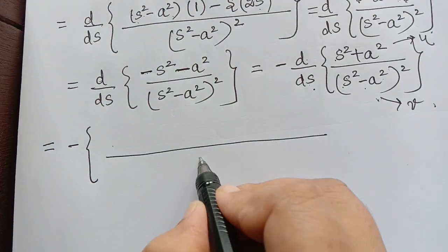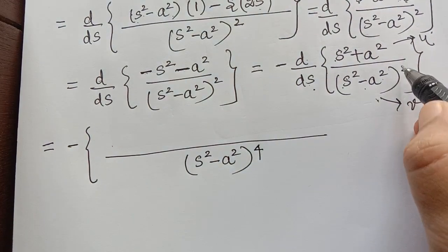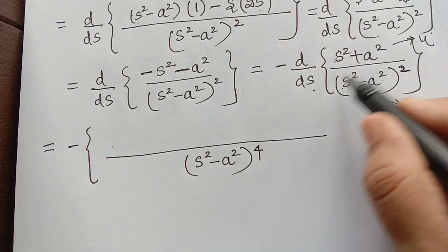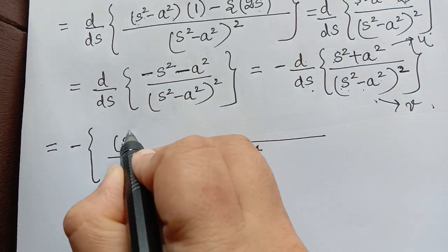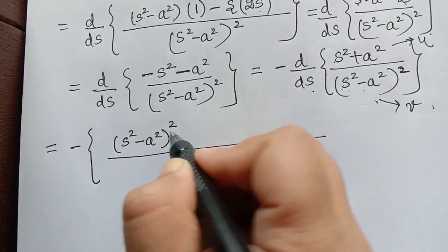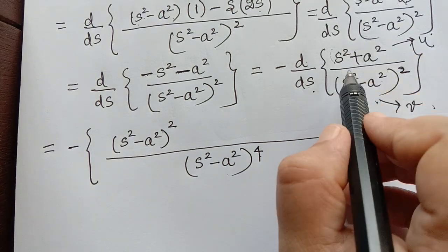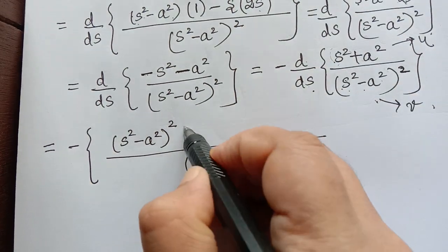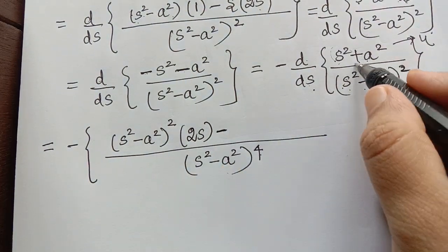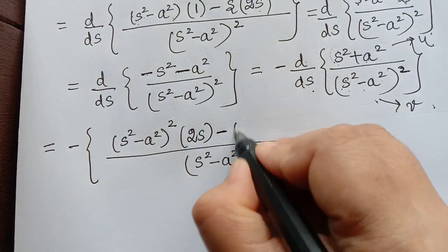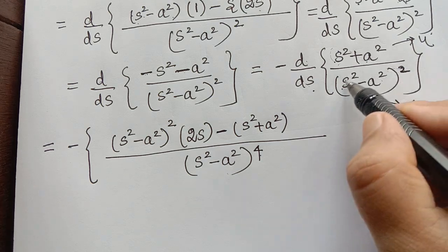So in the denominator we have v square, so s square minus a square whole to the power 4, because already we have a square here. So when we take the square of this term it will be to the power 4, and in the numerator v multiplied with u dash. So what is v? s square minus a square the whole square, multiplied with u dash. What is the differentiation of the numerator? Differentiation of s square is 2s and the differentiation of a square will become 0, minus u multiplied with v dash. So what is u? s square plus a square multiplied with v dash, the differentiation of this term in the denominator.